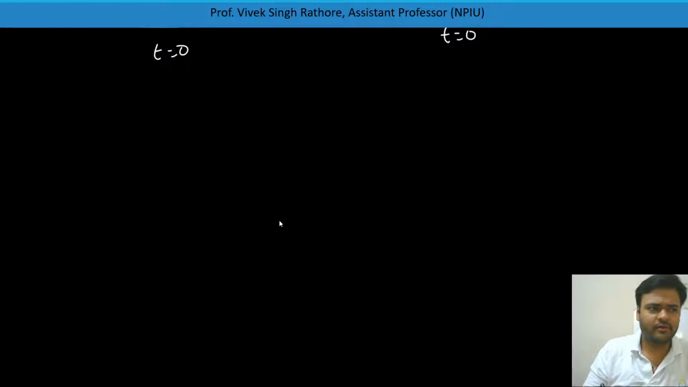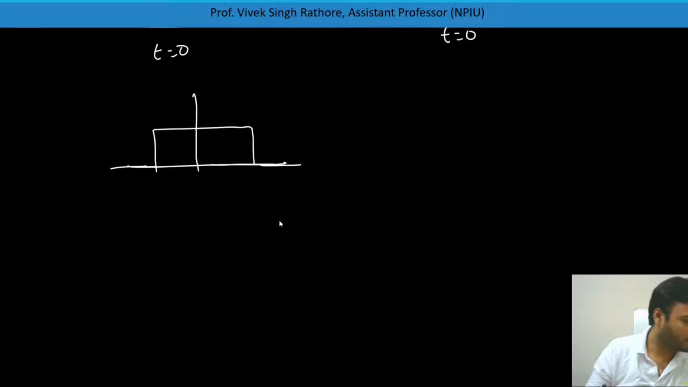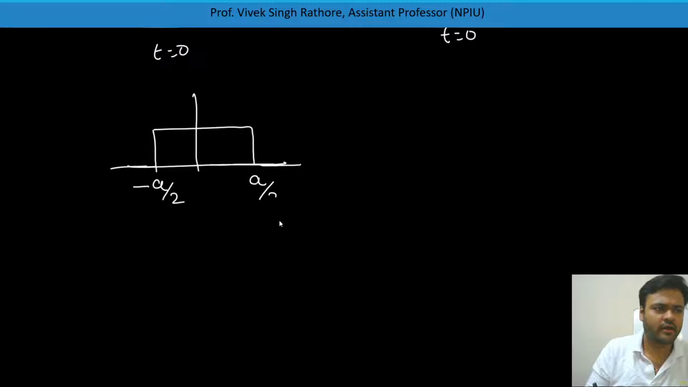We'll take an example, because the unit impulse signal can be generated from many signals, that's why it is called a generalized signal. Let's see how we can generate our unit impulse signal from a rectangular pulse. We have taken the signal from minus a by 2 to a by 2, and its height is 1 by a.